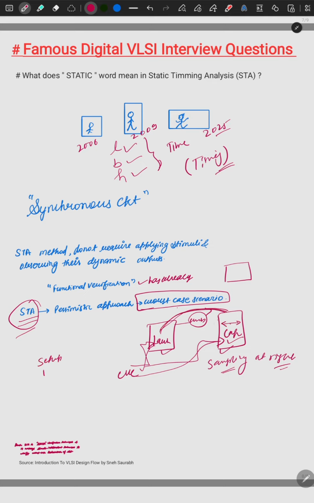That is the setup time, you might be knowing, and that is the hold time, you might be knowing. Our general analysis only checks whether the data is getting captured at the right positive edge and is stable for some time or not, and that timing is basically the worst case scenario. We don't talk about the best case scenario, because that is not what STA is meant for.